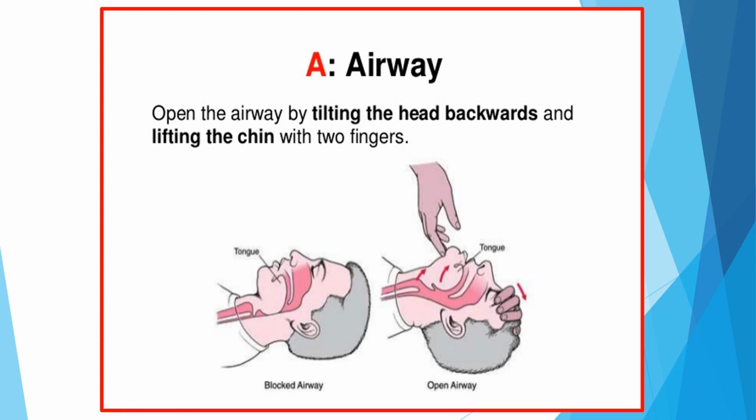With the victim lying flat on his back, place your hand on his forehead and your other hand under the tip of the chin. Gently tilt the victim's head backward. In this position, the weight of the tongue will force it to shift away from the back of the throat, opening the airway. If the person is still not breathing on his own after the airway has been cleared, you will have to assist him in breathing.